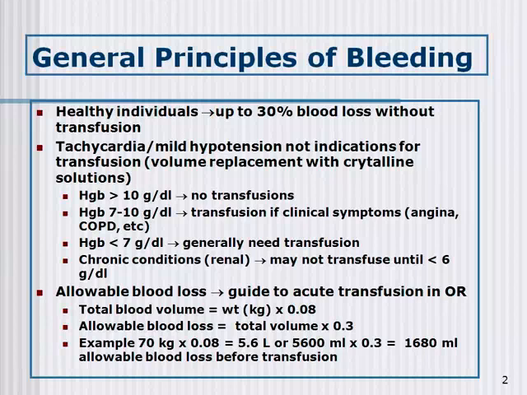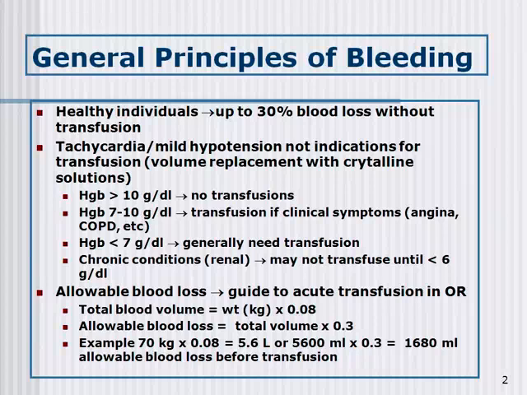And the rules of thumb generally, in terms of transfusions, are based on what the hemoglobin values are. If you have a hemoglobin above 10 grams per deciliter, almost no one would recommend transfusion for that patient. If they're between 7 and 10 grams per deciliter, transfusions may be indicated if there are clinical implications, patients with angina, COPD, etc. And it seems like the magic number is 7. When patients have a hemoglobin of 7 or less, generally transfusions are indicated.